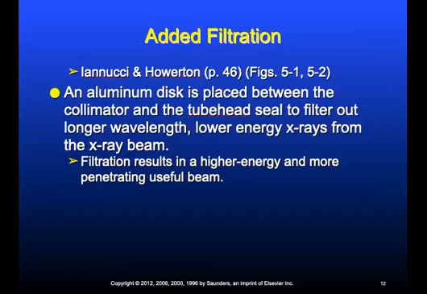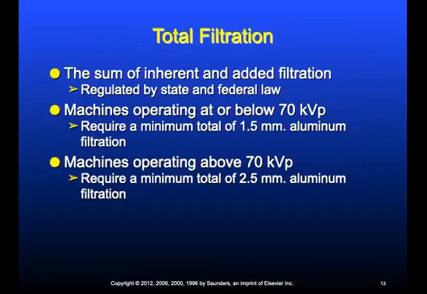And this added filtration is an aluminum disc that's placed between the collimator and the tube head to filter out the longer wavelength, lower energy X-rays that aren't going to be usable to us. This filtration gives us a higher energy and more penetrating, more useful beam. Total filtration is the sum of inherent filtration and added filtration. So those two put together, and it's regulated by state and federal law.